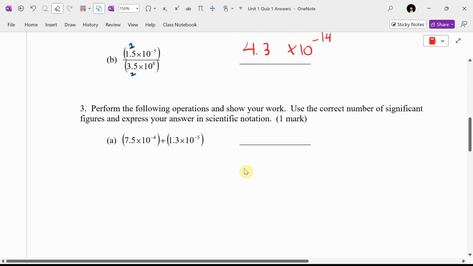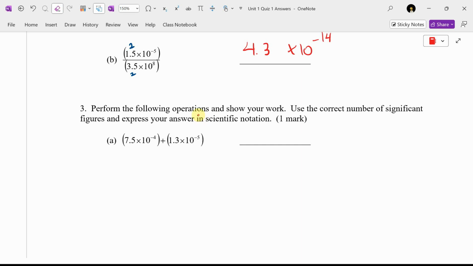Sure you did. Alrighty. The tricky one that I gave you, this is what happens when you're away, was number 3. I haven't done this specific one with you, but Shahab, I have given you the tools that you need. This is adding and subtracting. What was the rule for adding and subtracting?